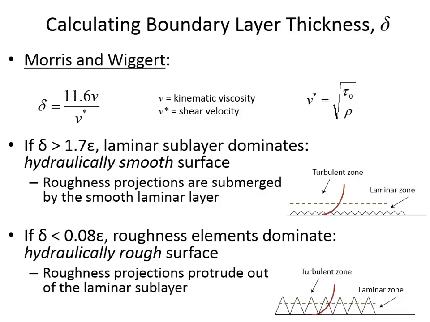What you're saying is that with the same velocity and flow conditions, if you have a rougher pipe, you're going to have a larger... That's right, yeah. Same conditions, rougher pipe, larger laminar zone. Right.